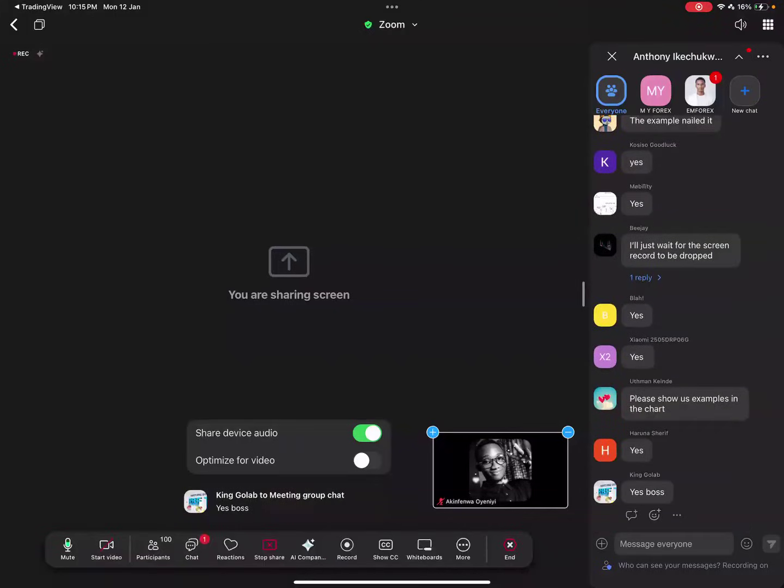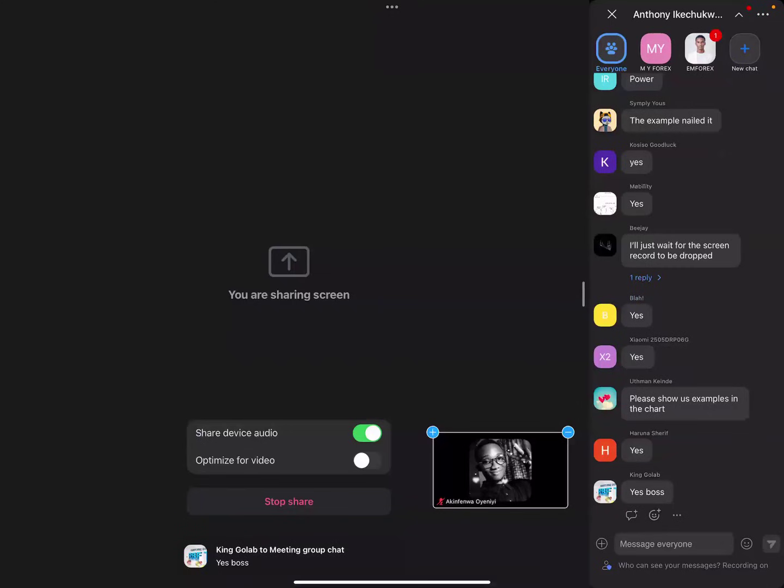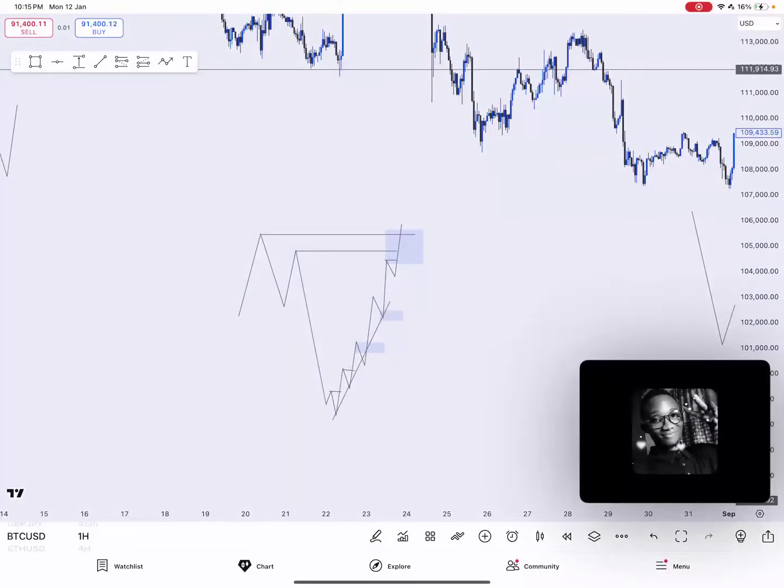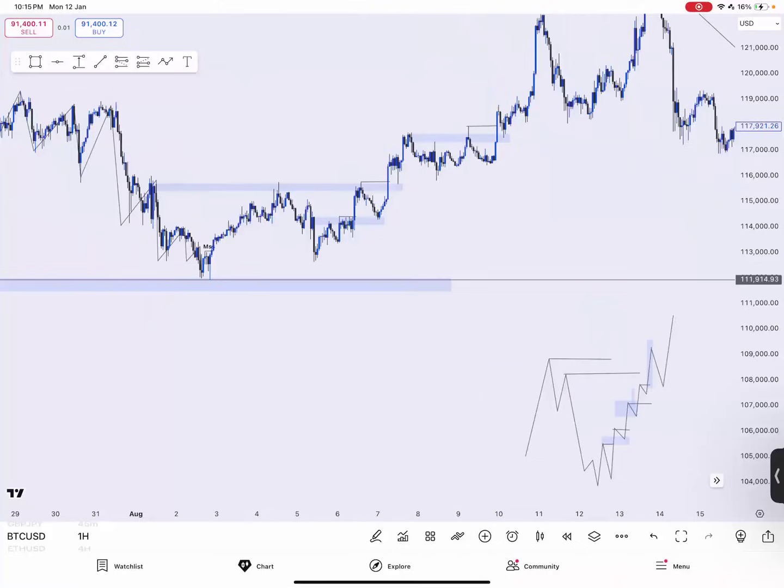I'm coming, I'll show you guys the example on the chart. Just hang on. So let's hop onto the chart. Let me show you guys some chart examples.